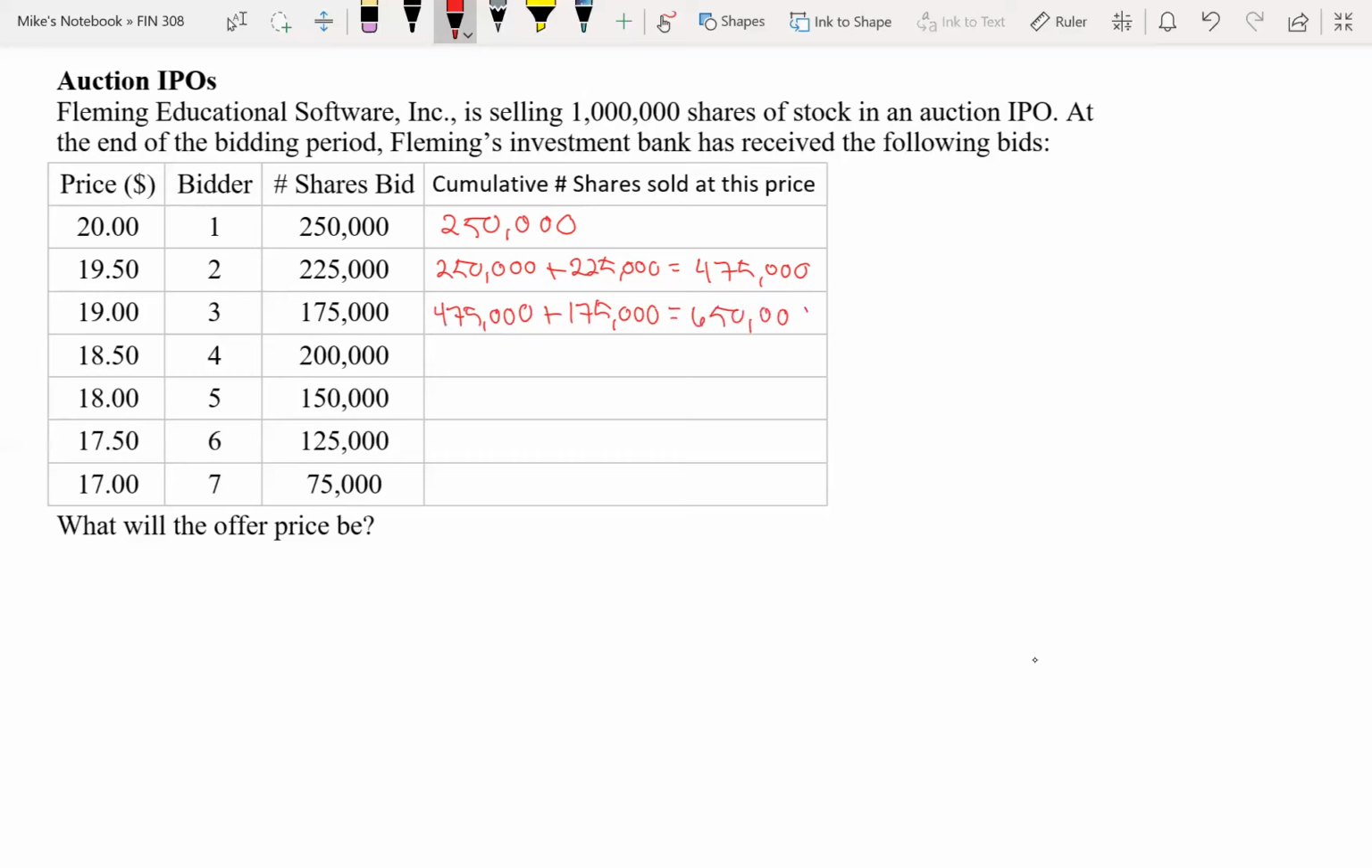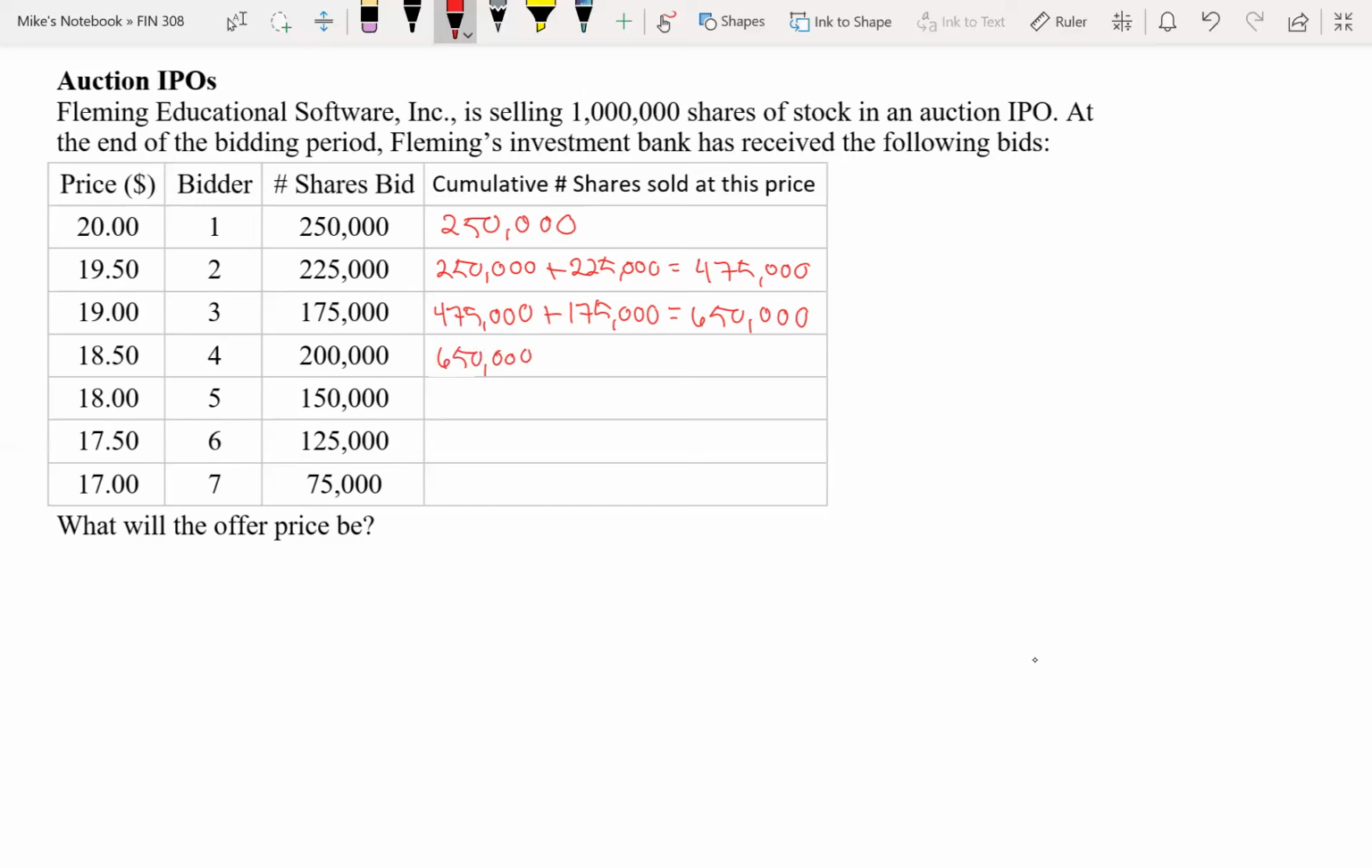Still not enough. And so if we set the price at $18.50, we would definitely be able to sell the 650,000 to the bidders that were willing to pay more. And now we also bring bidder 4 into the game. They would be willing to buy 200,000 shares. That gets us to the 850,000. Still don't sell the 1 million shares.